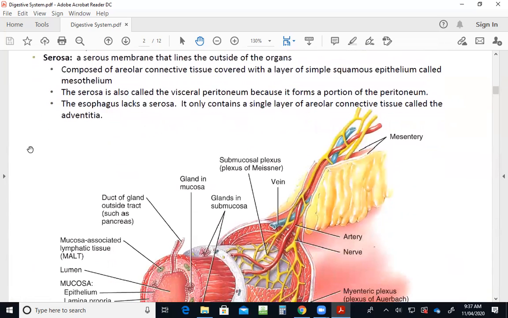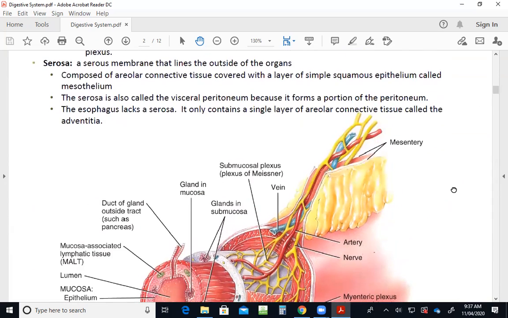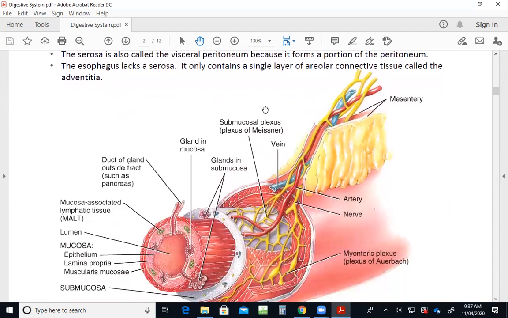And then finally, the serosa is a serous membrane that lines the outside of the organs and is composed of areolar connective tissue with a layer of simple squamous epithelium surrounding it called mesothelium. Our serosa is also called a visceral peritoneum because it forms a portion of the peritoneum. Peritoneum is the 3rd of our serous membranes that was discussed in that very first lecture of the semester.